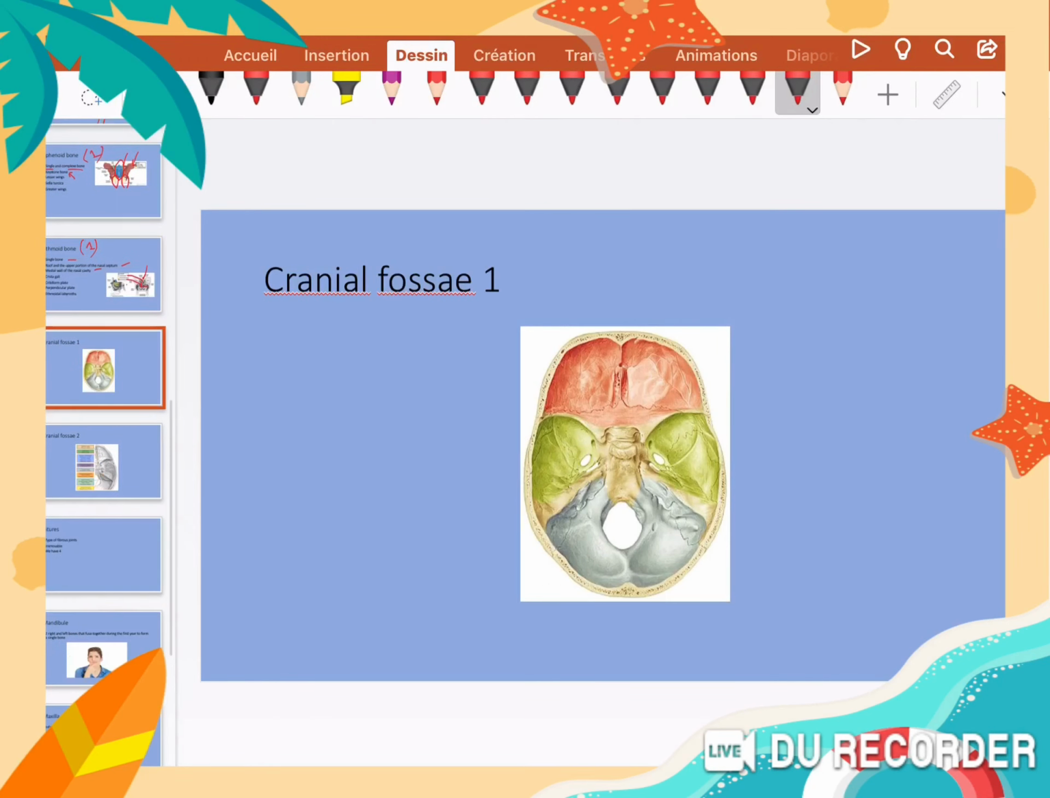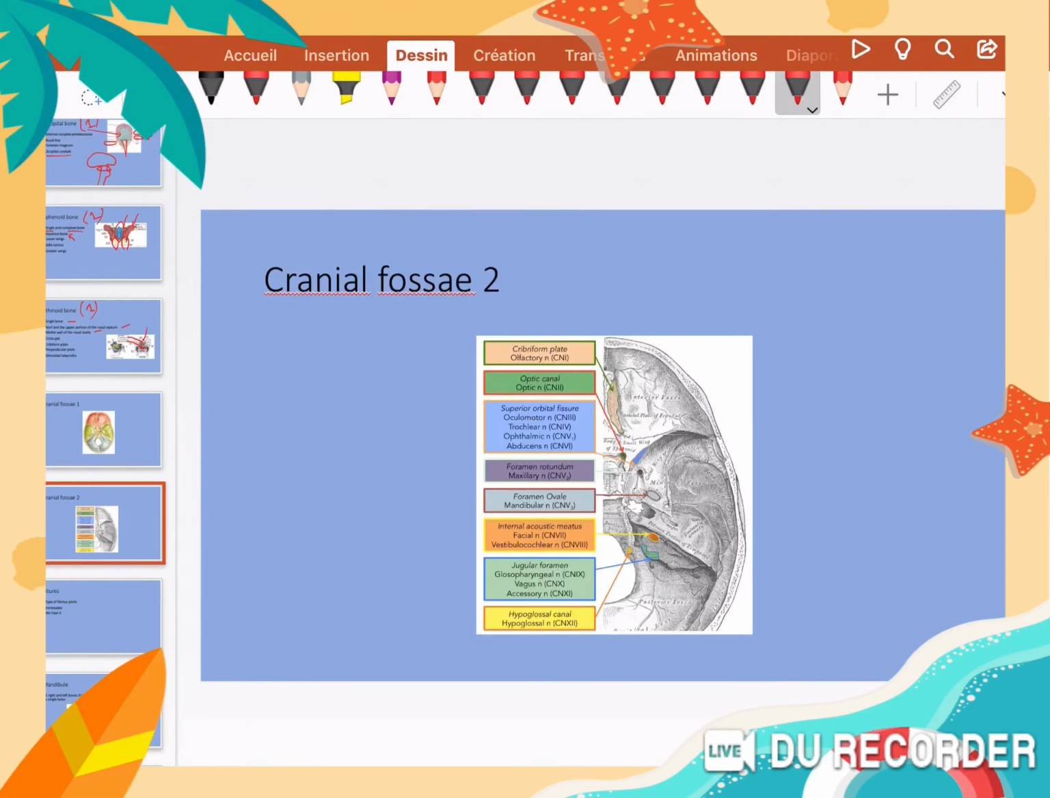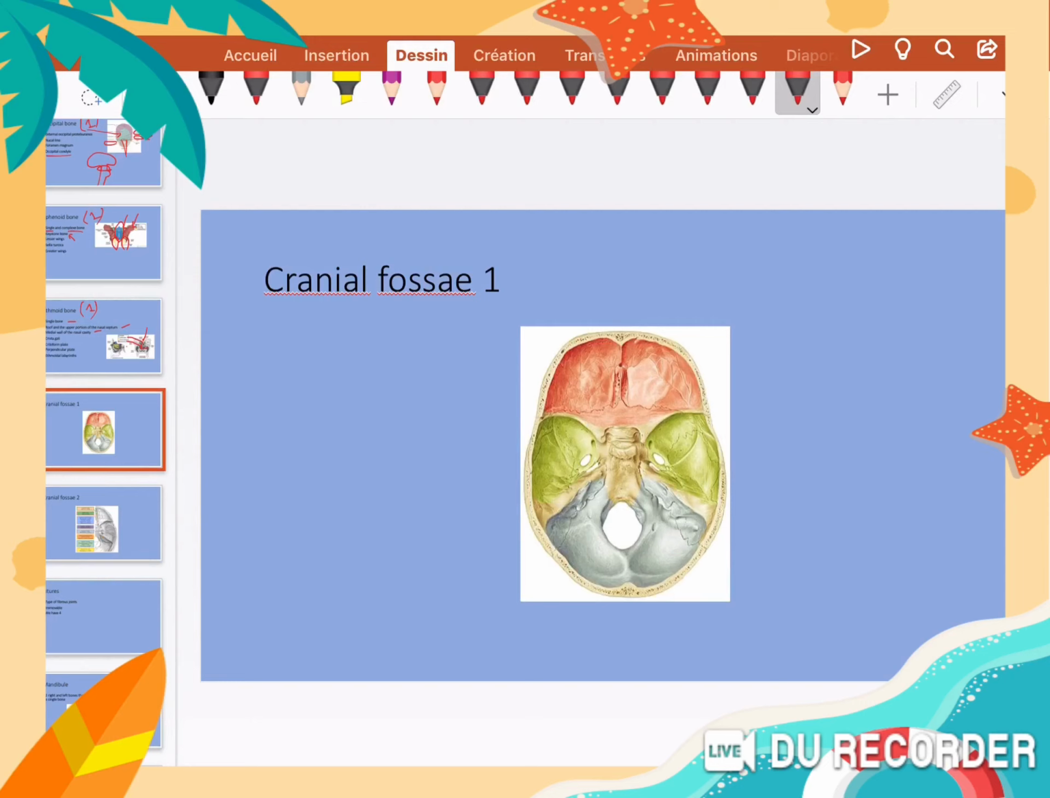Then let's move on. We finished with the cranial bones, and now let's move to the cranial fossae. Cranial fossae are viewed when we see the base of the cranium superiorly. Okay, they are very important. Why? Because they have many foramens for the passage of cranial nerves. Okay, and cranial nerves are for the central innervation. We'll talk about this when we see the innervation.